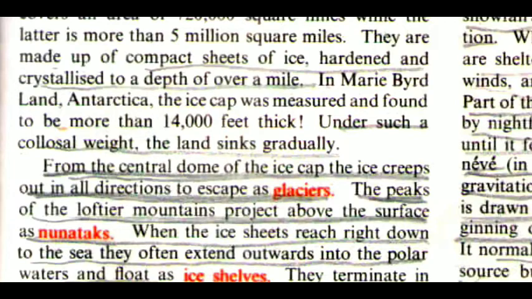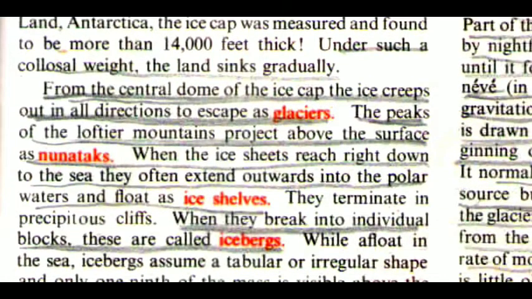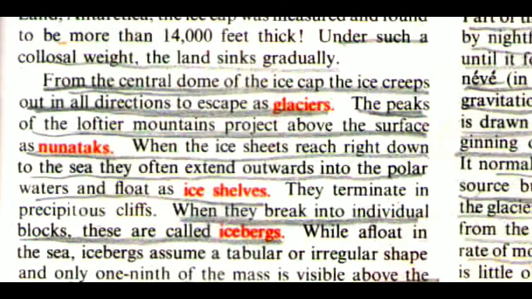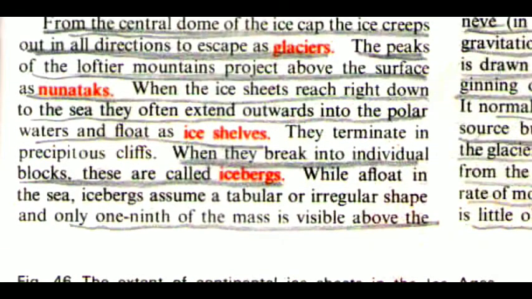Under such a colossal weight, the land sinks gradually. From the central dome of the ice cap, the ice creeps out in all directions to escape as glaciers. The peaks of the loftier mountains project above the surface as nunataks. When the ice sheets reach right down to the sea, they often extend outwards into the polar waters and float as ice shelves. They terminate in precipitous cliffs. When they break into individual blocks, these are called icebergs.